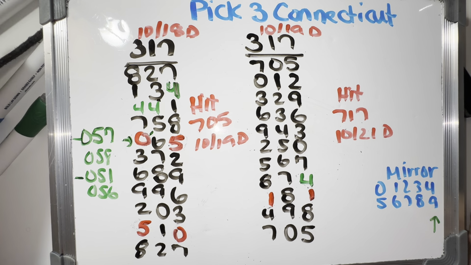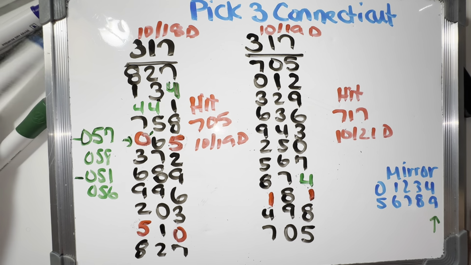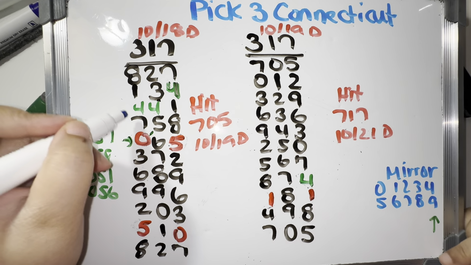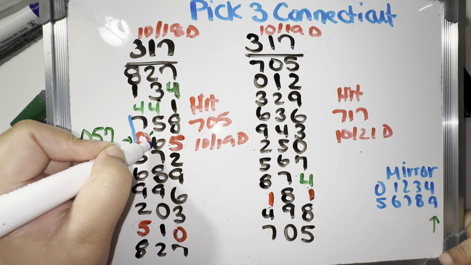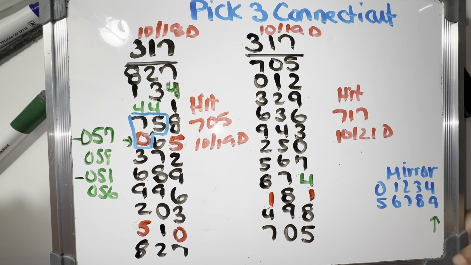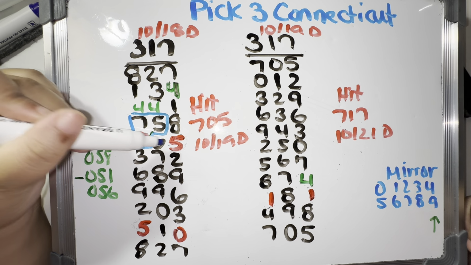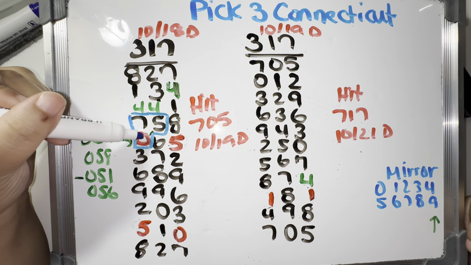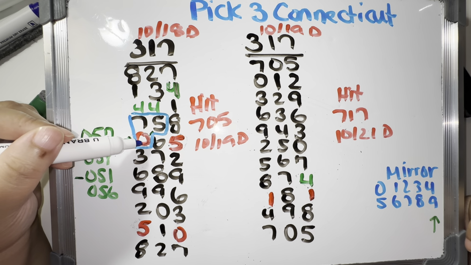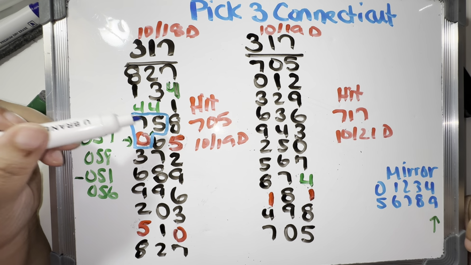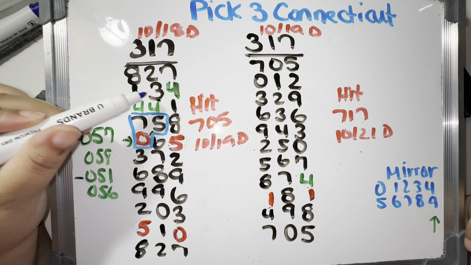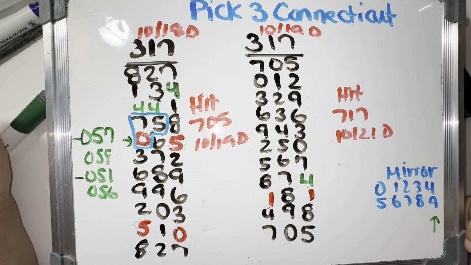705. See if I can get that here. 705. And again, we're just using the left number from the split. 05, those would be the first two numbers. I noticed that right away. And then they're touching the third number. Looks like they're touching your key digit of 4 or 9. So pay attention to that. But 705 came the next day in the daytime.